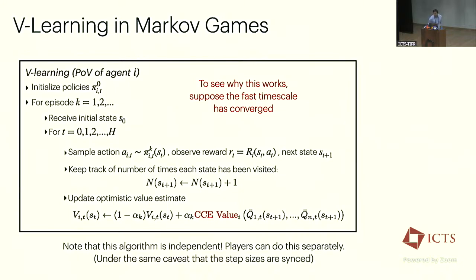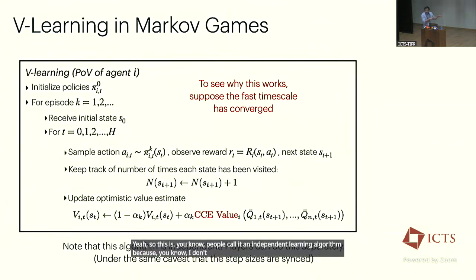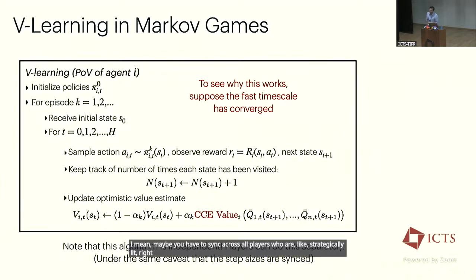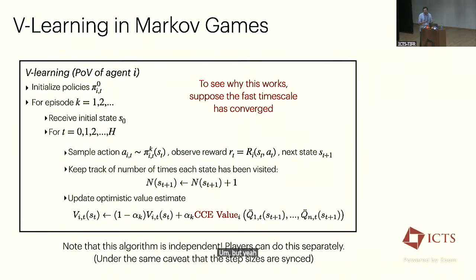So people call it an independent learning algorithm because I don't need to know anything about your utility, but to actually implement it, we need to coordinate in some sense. Maybe you have to sync across all players who are strategically linked, right? If your payoff doesn't actually materially depend on anyone else's, you probably don't have to sync with them. But generally you have to sync across all players.